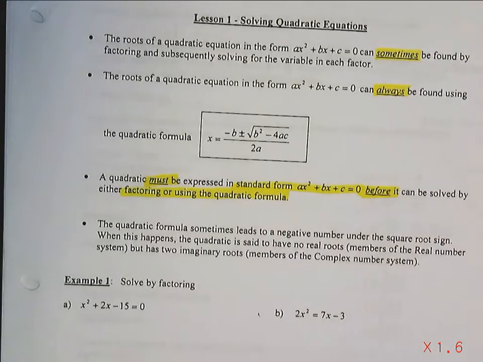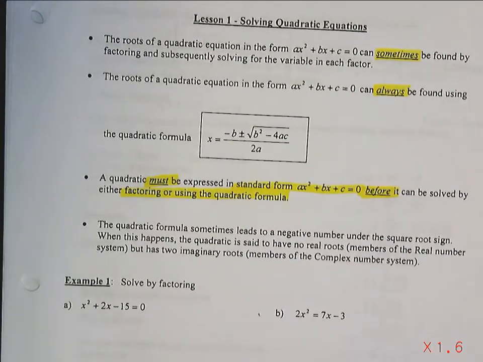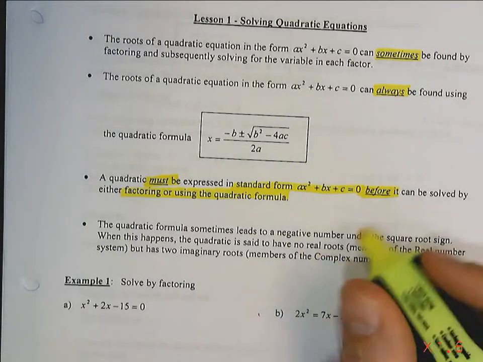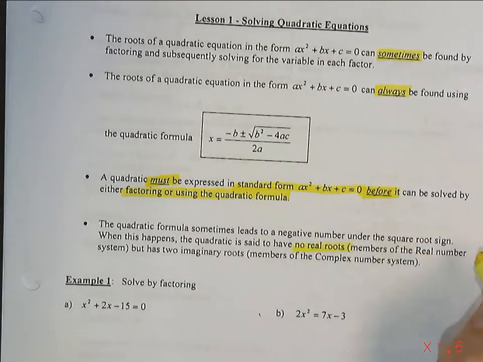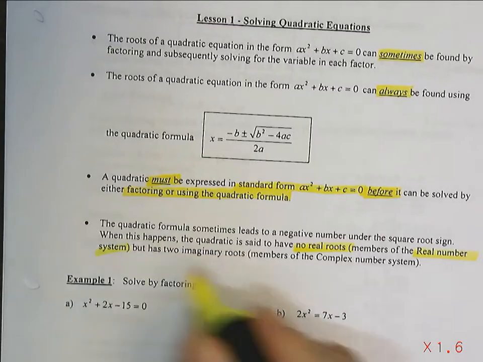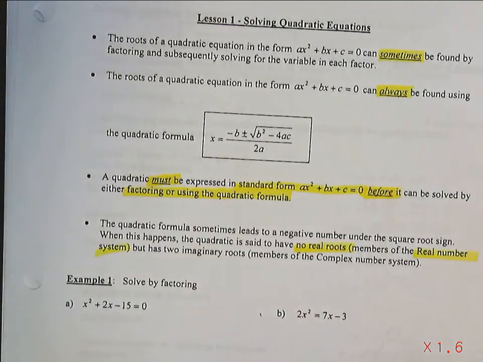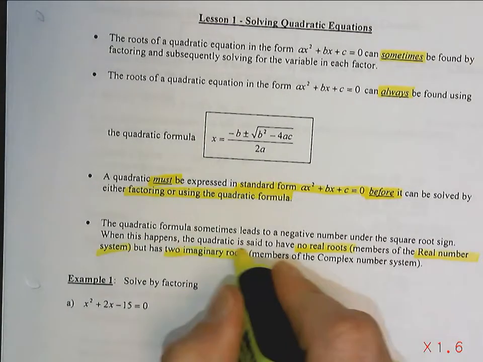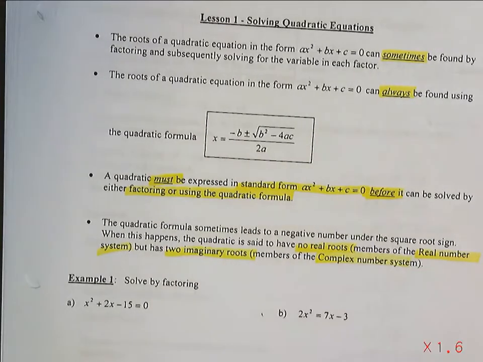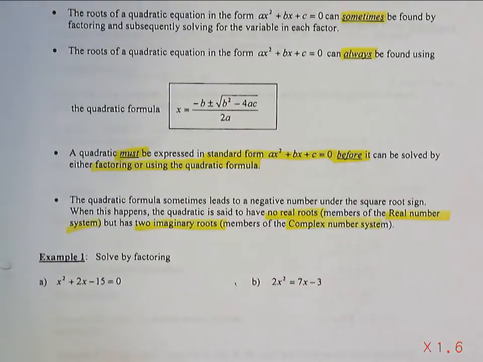The quadratic formula sometimes leads to negatives under the square root sign. When this happens, the quadratic is said to have no real roots. When I say real, I mean real number system. But we say if there's a negative under the square root that it has two imaginary roots, and that means that they're from the complex number system.